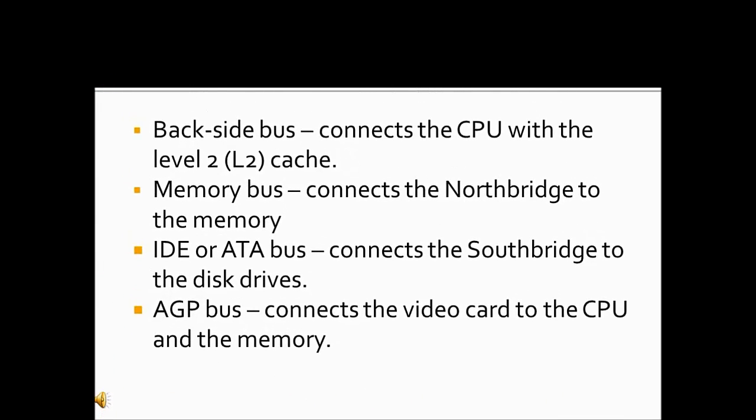The backside bus connects the CPU with a level 2 or L2 cache. The speed of the backside bus is determined by the processor. The memory bus connects the north bridge to the memory. The IDE or ATA bus connects the south bridge to the disk drive. The AGP bus connects the video card to the CPU and the memory. Its speed is typically 66 MHz.